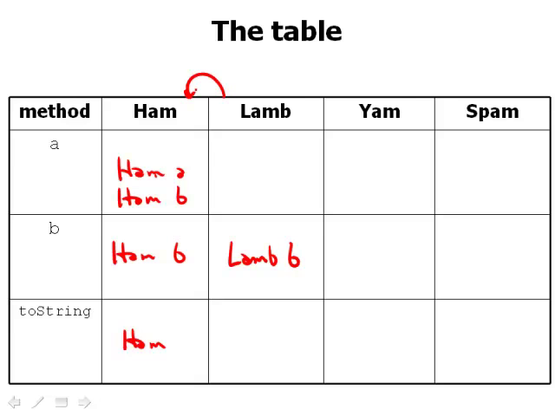So you would probably think, let's just grab the output from the ham column and copy it over into the lamb column. So let's take the word ham and put this here, and let's take the ham A, ham B, and copy that into here. But actually in this case that's not quite right, and I'd like to explain why. It has to do with polymorphism.